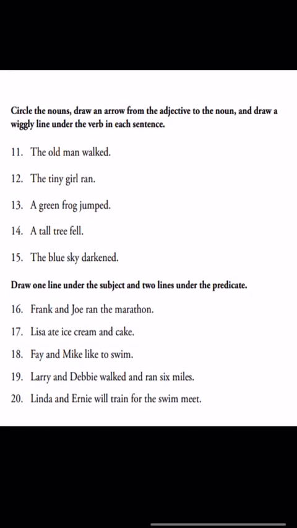And then the next part, draw 1 line under the subject and 2 lines under the predicate. Let's do 16 together. Frank and Joe ran the marathon. What's the subject? What's that sentence about? Who's it about? You're right, Frank and Joe. So one line goes under Frank and Joe. That is the subject. That's who the sentence is about. Okay, what are they doing? What's the predicate? Yes, ran the marathon. So 2 lines under ran the marathon.